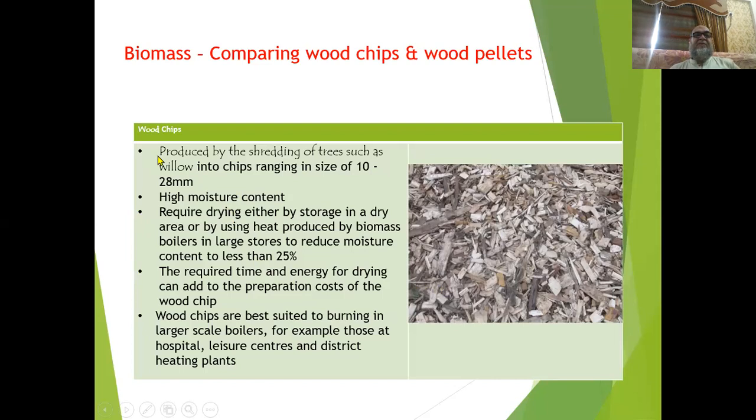Now, wood chips are produced by shredding trees such as willow into chips ranging in size from 10 to 28 millimeter. As you can see, it has higher moisture content and requires drying, either by storage in a dry area or by using heat produced by biomass boilers in large stores to reduce moisture content to less than 25%. The required time and energy for drying can add to the preparation cost of the wood chip. Wood chips are best suited to burning in larger scale boilers, for example, those at hospitals, leisure centers, and district heat plants.